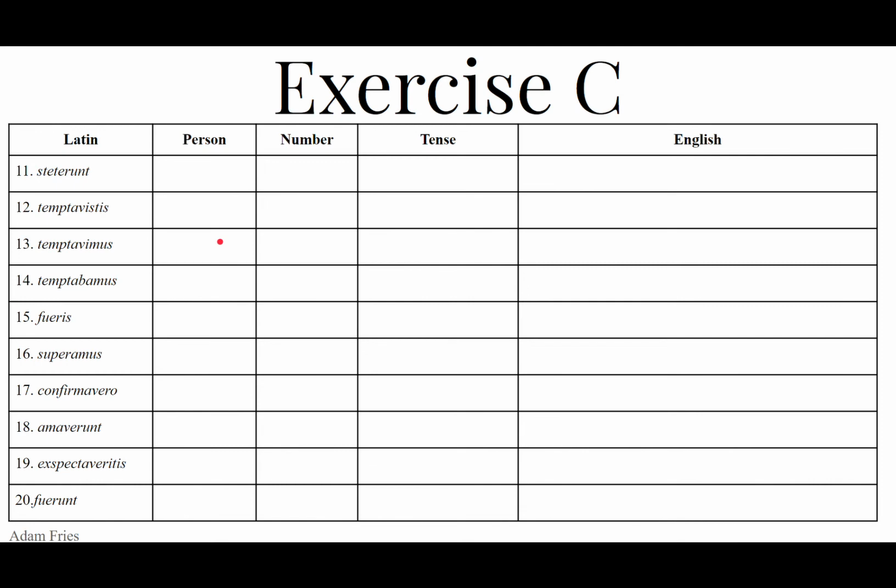Temptavimus. First person plural, perfect of tempto, temptare, same verb. So it's the perfect stem, perfect tense. We did the thing. We tried. We attempted. Temptabamus. First person plural, imperfect, tempto, temptare. We were trying. We used to try.